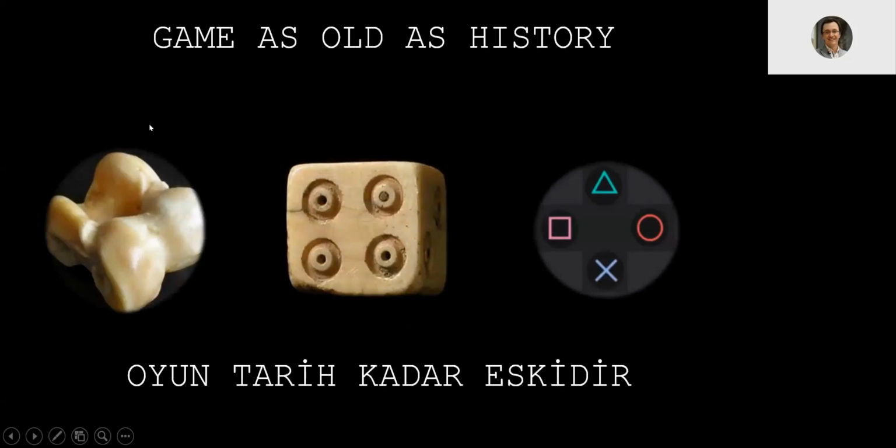We say games are as old as history. This is the first game, as a multinational one, played with bones from animals. In the middle is a dice from the Persian Empire, which we know well from backgammon games. And the last one is nowadays' dice from the PlayStation console. So we are just changing the methods of playing.